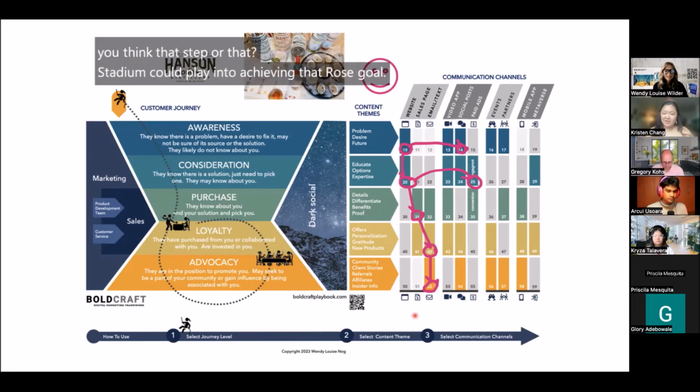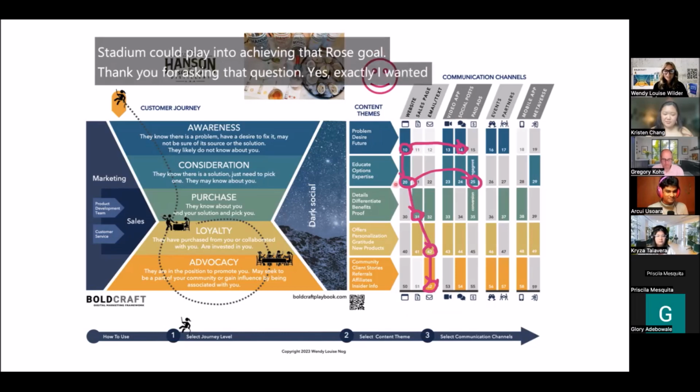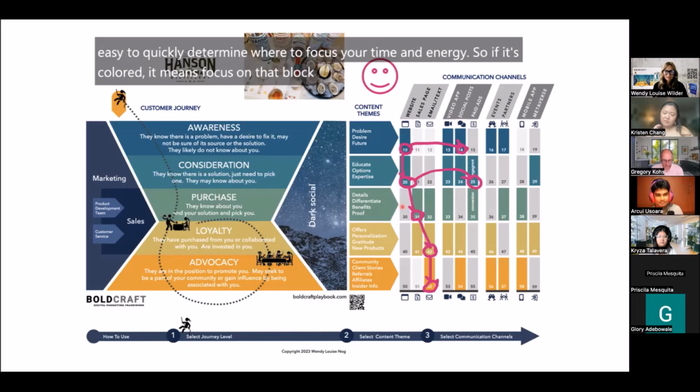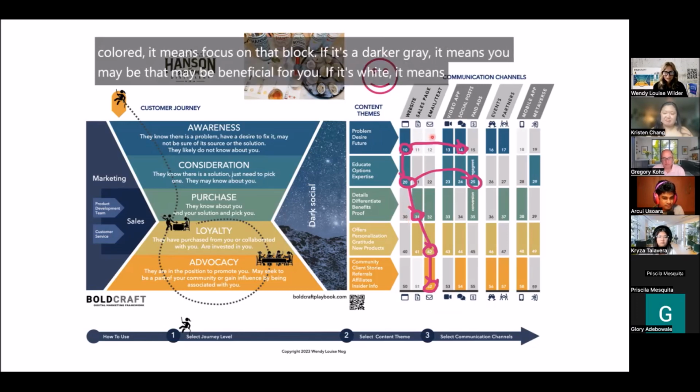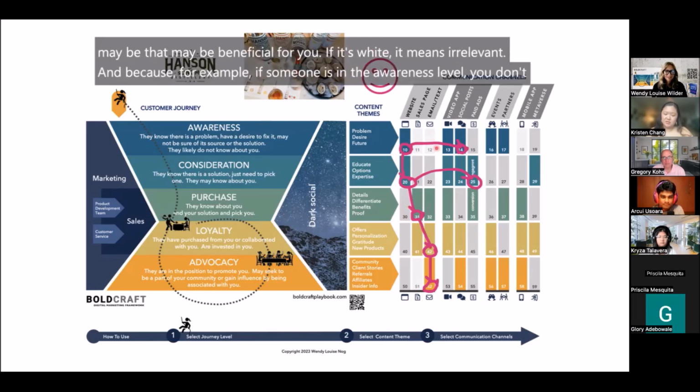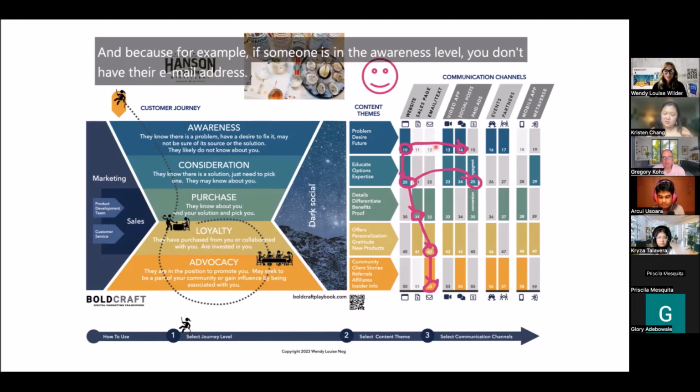Thank you for asking that question. Yes, exactly. I wanted it to be really easy to quickly determine where to focus your time and energy. So if it's colored, it means focus on that block. If it's a darker gray, it means that may be beneficial for you. If it's white, it means irrelevant. For example, if someone is in the awareness level, you don't have their email address. So there's logic built into this as well.